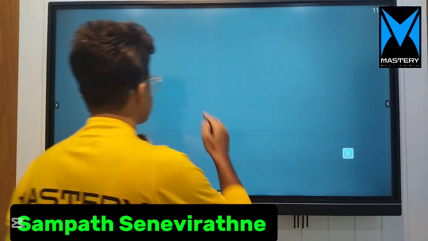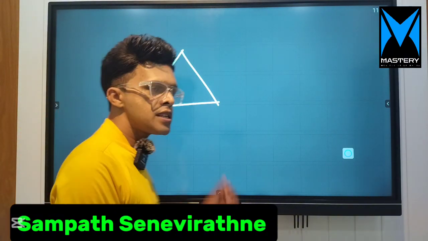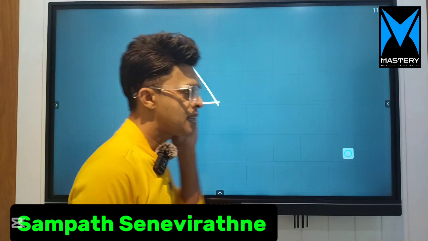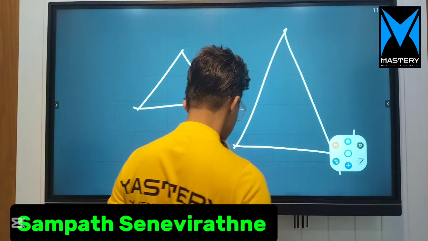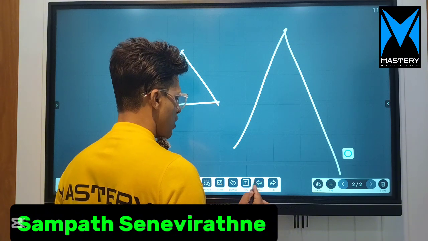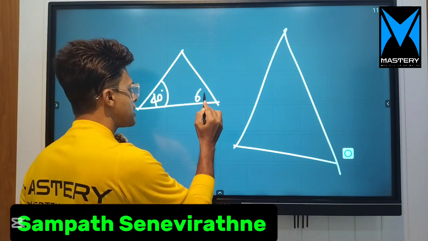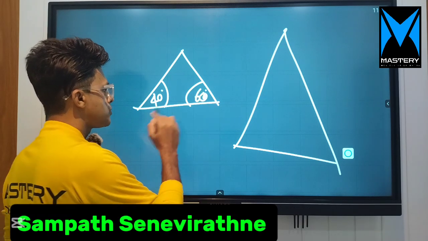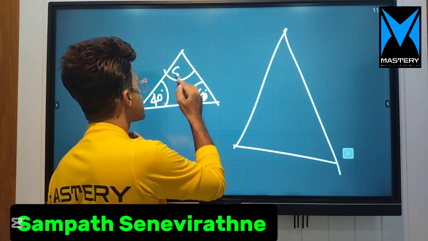Okay, so already you know that the sum of interior angles of a triangle is 180 degrees. Here 40 degrees, here 60 degrees. Then 40 plus 60 is 100, and 100 plus 80 is 180.